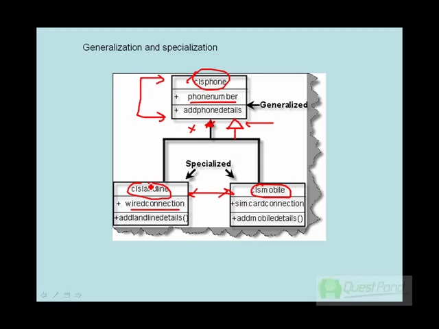So the CLS landline class will get the phone number property as well as add phone details, but it will itself add one more property, wired connection, because it is more specialized and related to it. In the same way, the CLS mobile will get the phone number and add phone details entities, but it will add an extra SIM card connection property itself, because that is its specialized representation of a mobile.